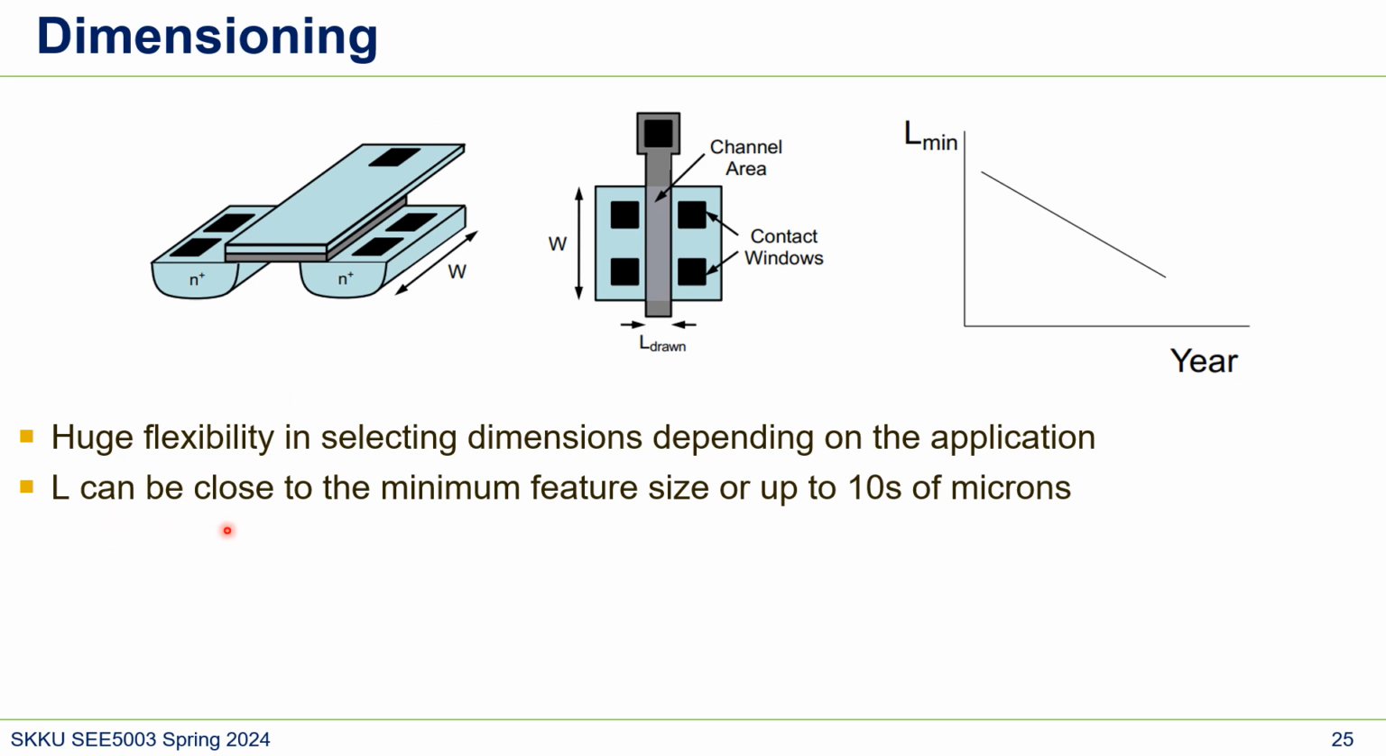For example, the length: some circuits need the minimum length, but some circuits need larger length, for example an amplifier. When we say minimum feature, it depends on the technology, like 180 nanometer or 40 nanometer. So minimum features are different, but in those technologies we can also use tens of micrometer length. That's already 1,000 times, right?